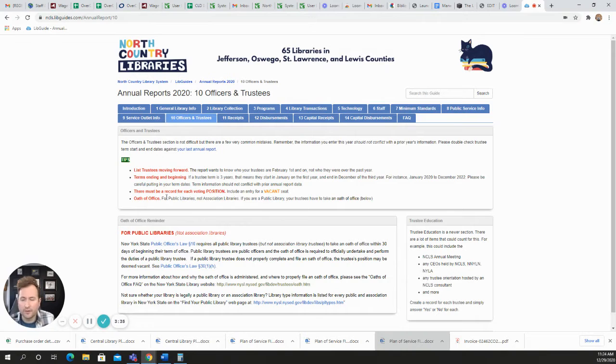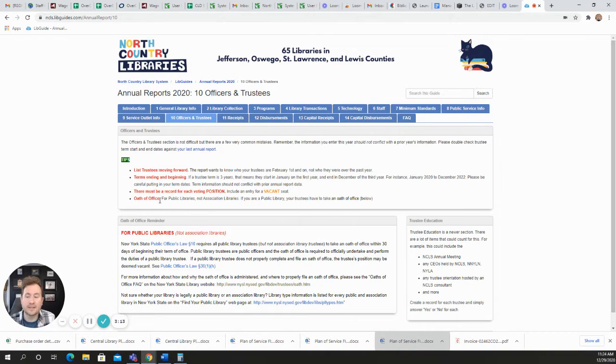Okay, the next one, that there must be a record for each voting position. So if you have 5 seats on your board, but only 4 of them are filled, then you would make a fifth record that just says vacant in the reporting.